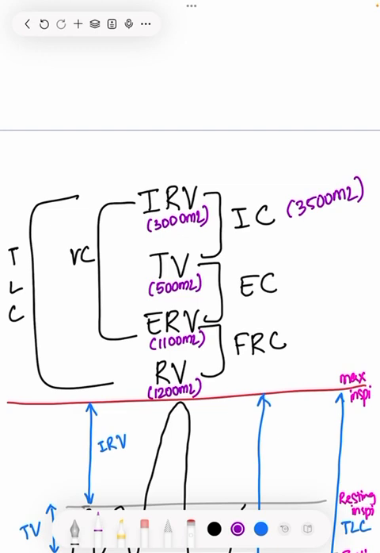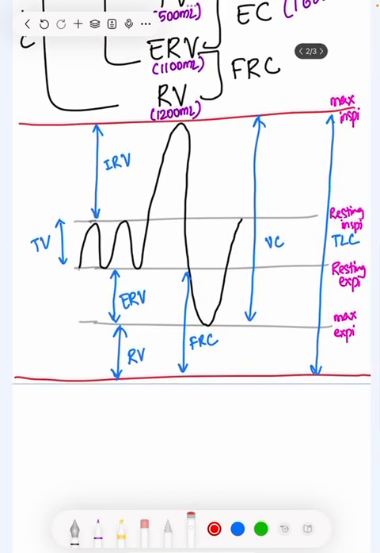In a similar way, if they ask about expiratory capacity, you just have to add tidal volume and expiratory reserve volume, which will give 1600 ml. In a similar way, you can add for everything. This is a graph of a spirogram. A spirogram is an instrument used to measure the respiratory volumes and capacities.